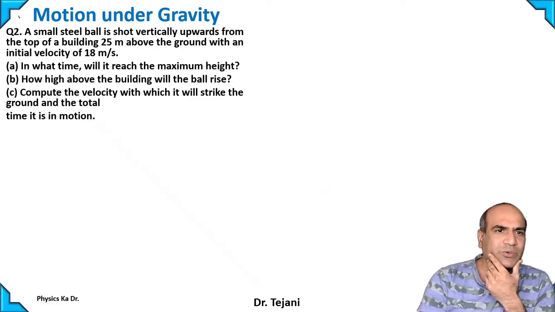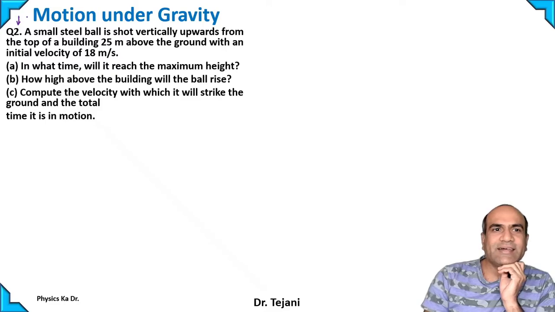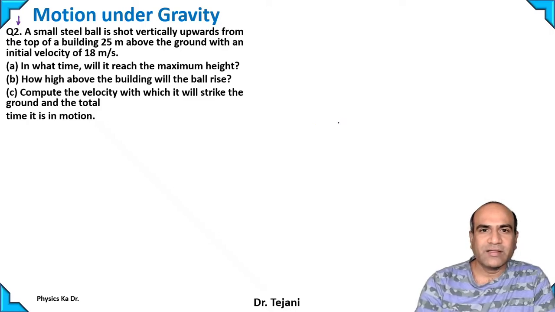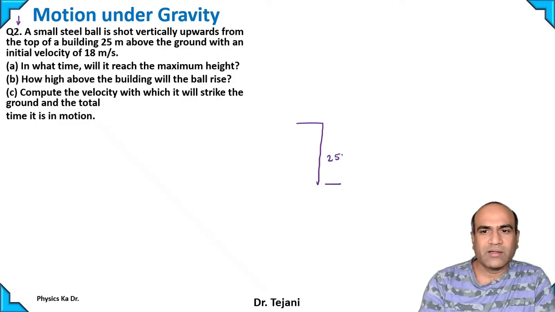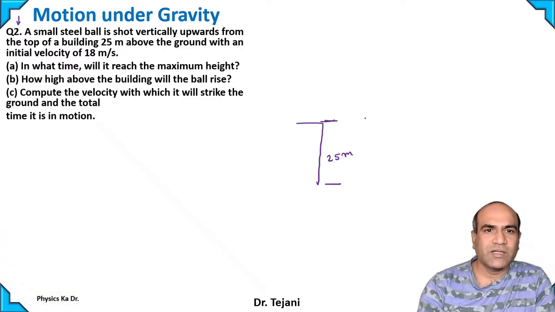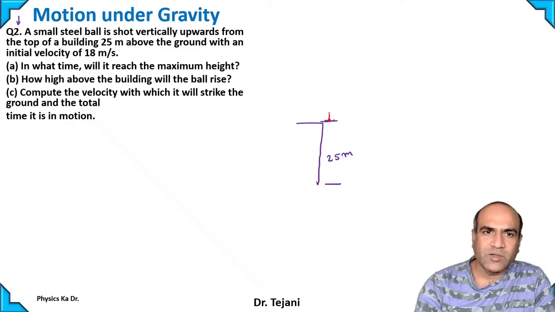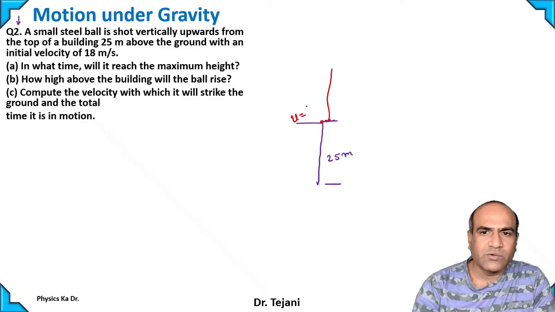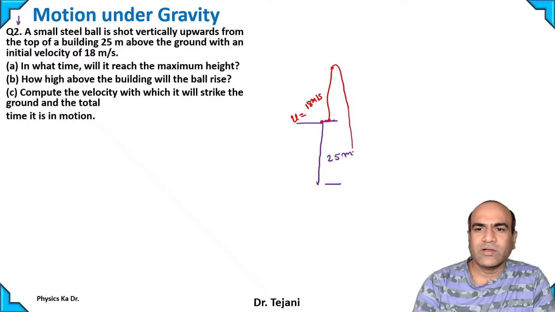Now question number 2. A small steel ball is shot vertically upward from the top of a building. Let us assume a building having 25-meter height, and from this position a steel ball is shot vertically upward from the top of the building. The initial velocity is given, u is equal to 18 meter per second. It reaches the top position, returns, and strikes the ground.